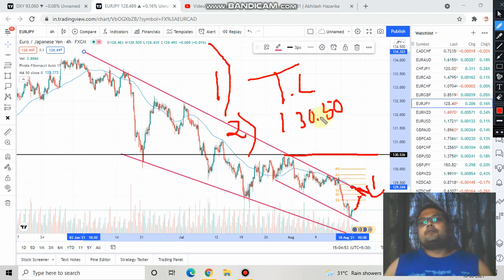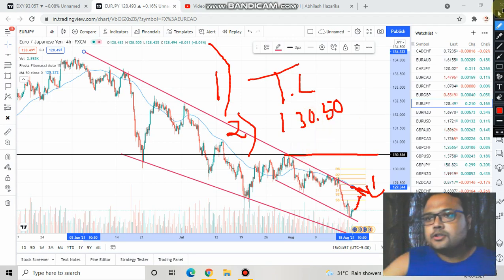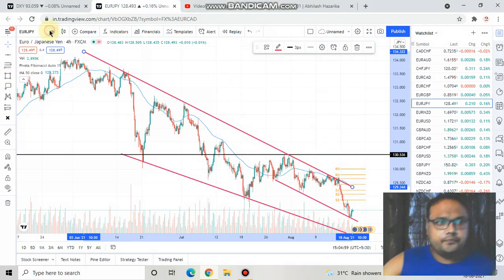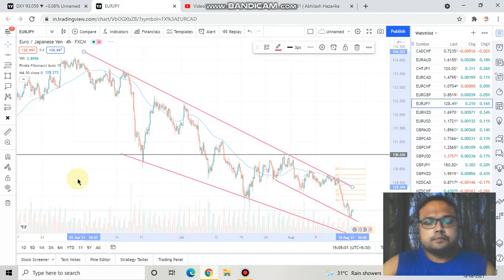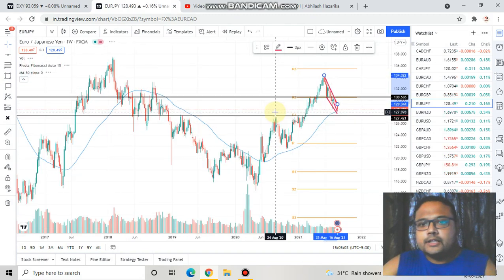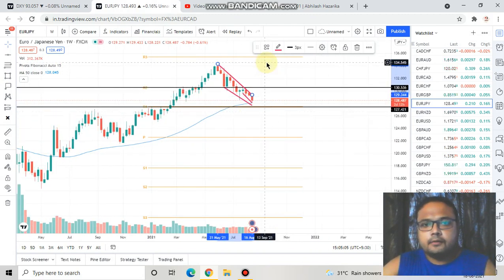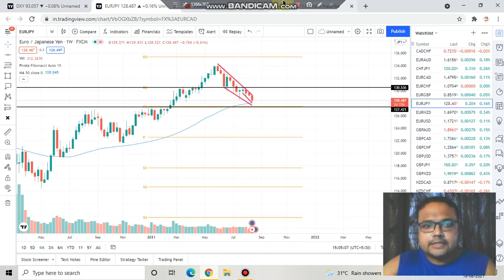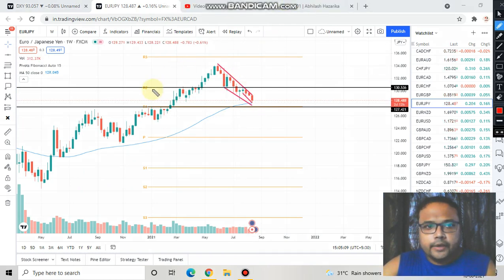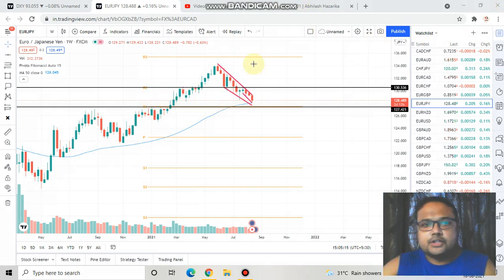130.50 is also a very strong resistance for the market, because this level belongs to the weekly chart. Let me show you. This is the weekly chart of EURJPY. And you can see that we have an R2 here, okay, and we have an R1 here. So we have got support and resistance levels on the weekly chart.